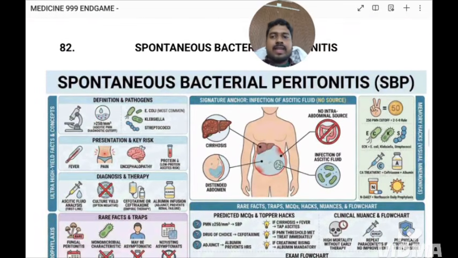It's a complication of ascites basically. So infection of ascitic fluid is actually SBP, where you don't find any source. Commonly there will be cirrhosis associated with the ascites. There is no intra-abdominal source, which means there is no perforation causing peritonitis, or any trauma. So spontaneously it is happening. There is no other identified cause, and infection of the ascitic fluid occurs, okay.